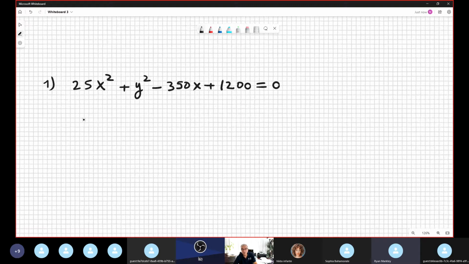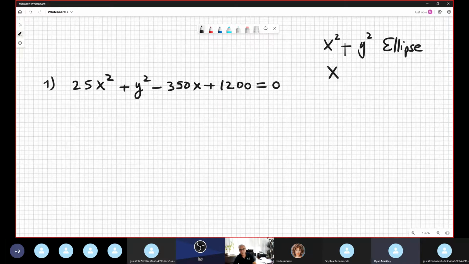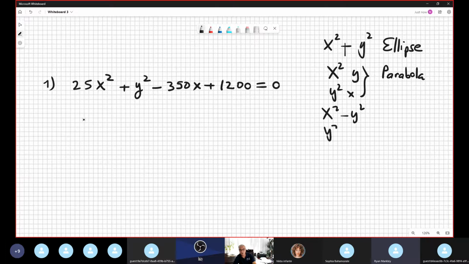When you have x squared and y squared, and plus in between them, it is an ellipse. If you have x squared and y without square, maybe equal plus, it is a parabola. Or y squared and x is also a parabola. And when you have x squared minus y squared, or y squared minus x squared, it is a hyperbola.